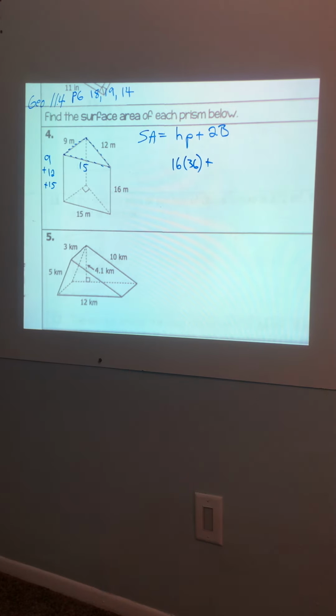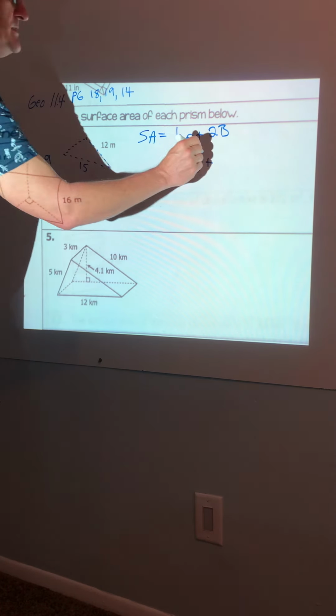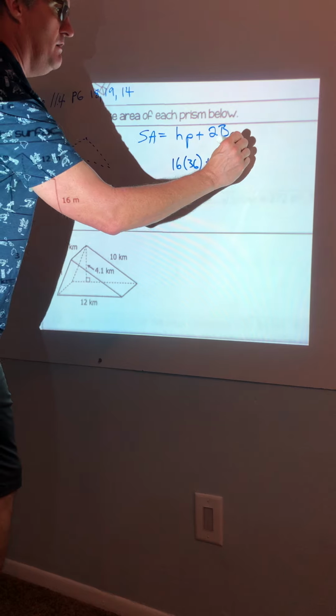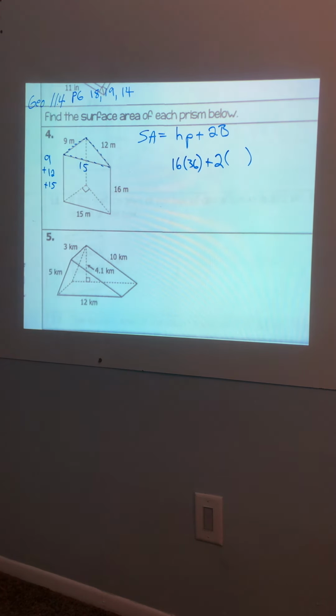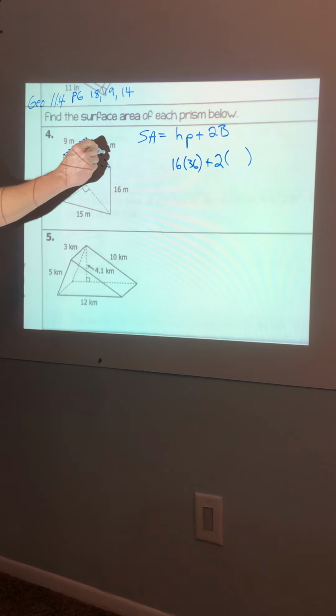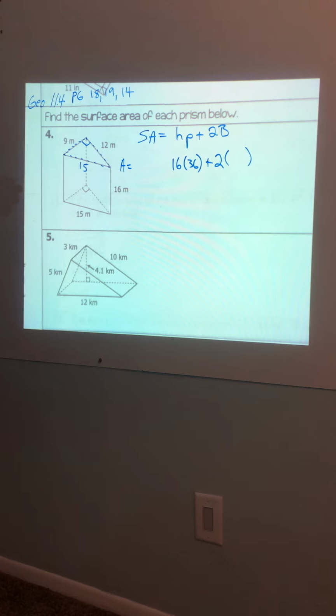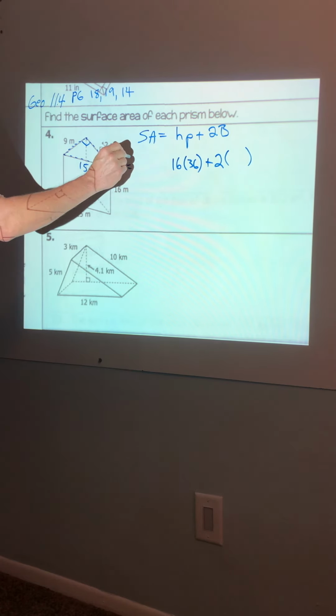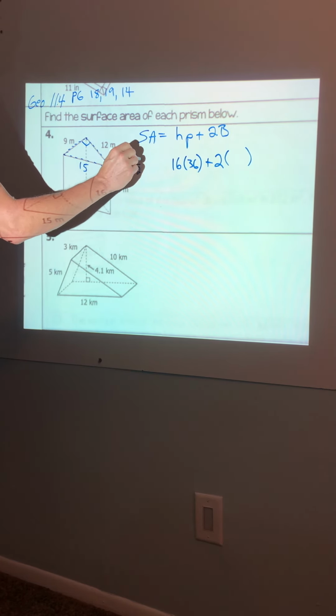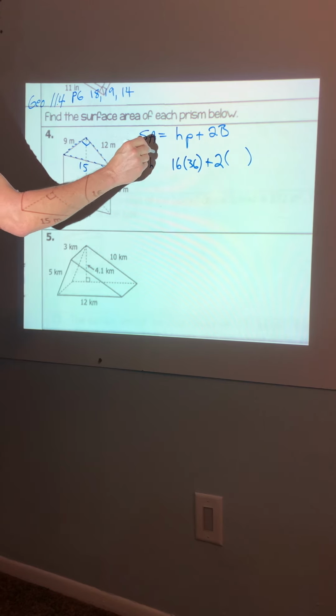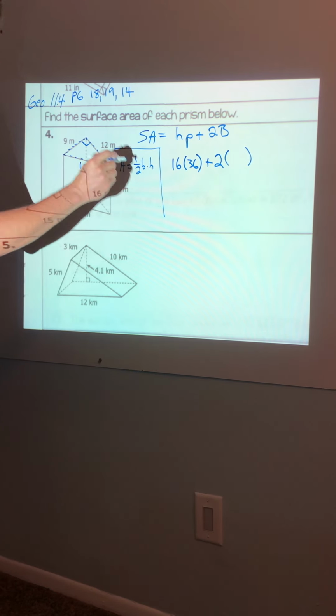Then the last thing you got to do is double the area of one of the bases. See that 90 degrees right there? That means it's a right triangle. In order for me to find the area of that triangle, this is why I said we were starting off with that way back in lesson 1.4. In 1.4, we used the area formula for a triangle.